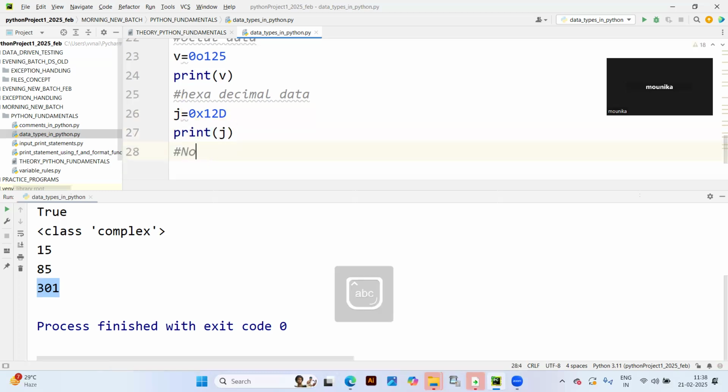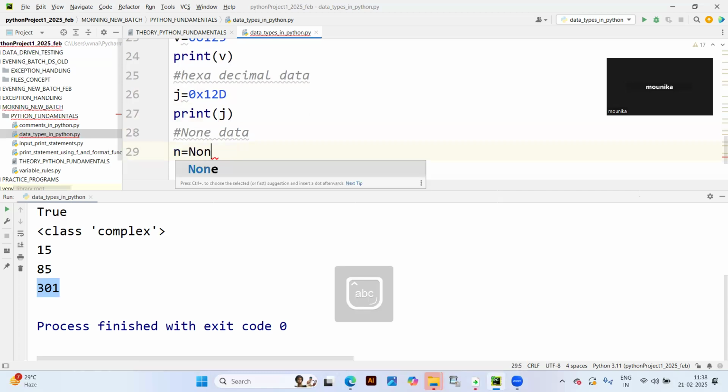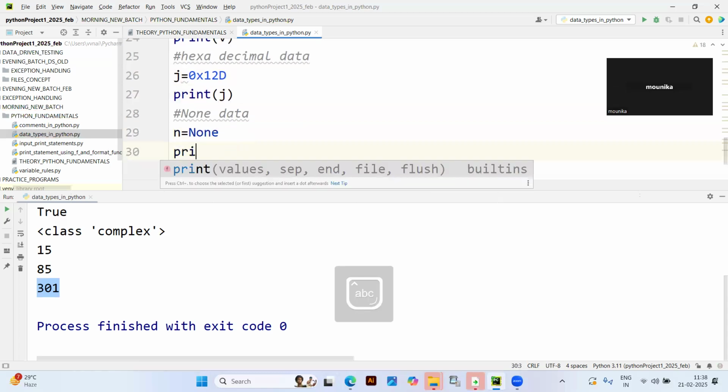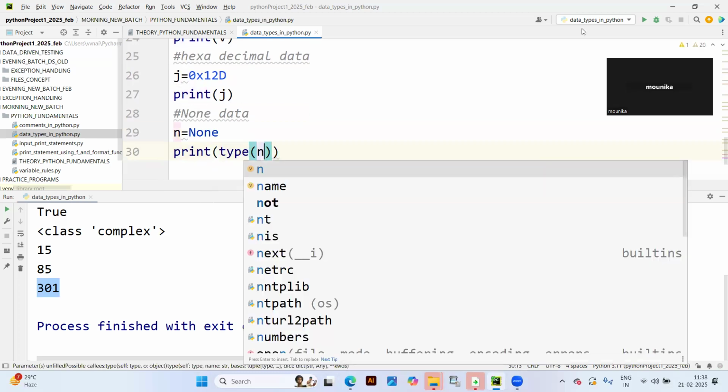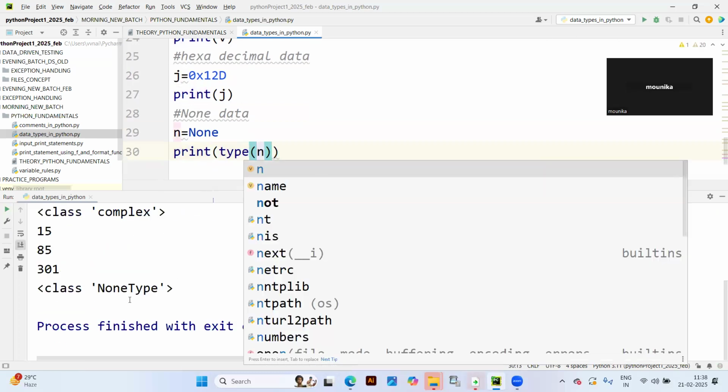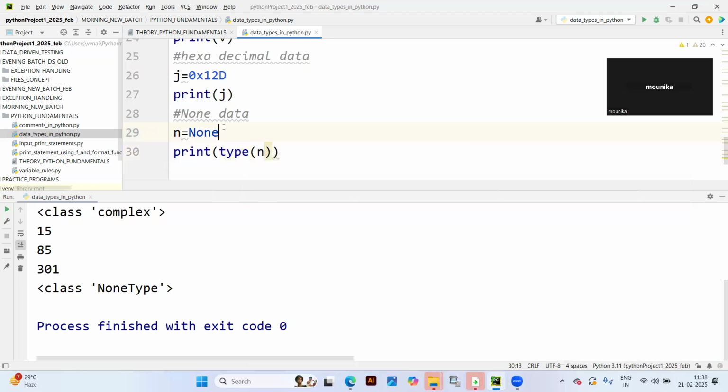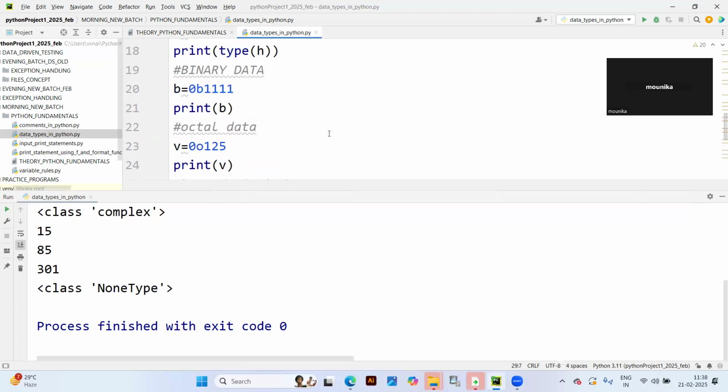Okay. Lastly, we have None. So n is equal to None. You print the type of n. It is NoneType. Nothing. It doesn't hold any value. It will be equal to 0. Where and for what purpose is this used? Purely in functions it will be declared accordingly. There is a concept called functions, where I'll be discussing more and more about it.